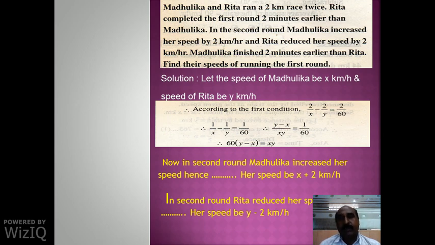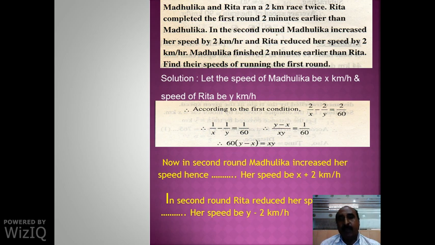So, the time required to complete that race for Madhulika is 2 by x, and for Rita is 2 by y. The difference between that time is 2 minutes. Convert that minute into hours. That's why our equation becomes 2 by x minus 2 by y is equal to 2 by 60. By simplifying that, we get 60 in bracket y minus x is equal to xy.